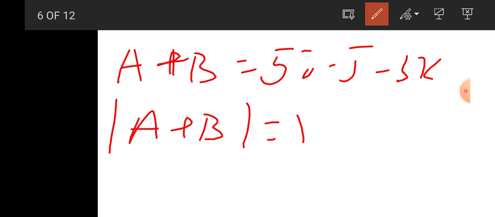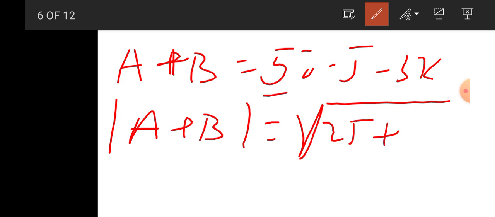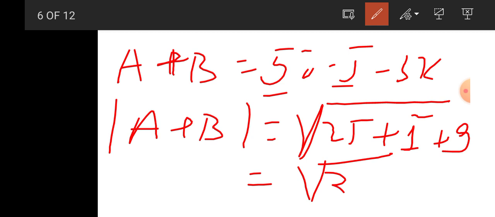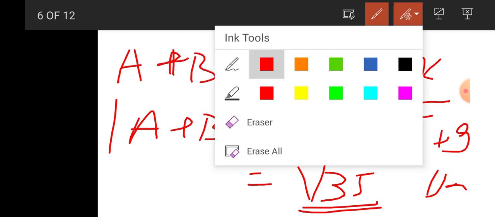So the magnitude of vector A plus vector B is equal to 5 squared, that is 25, plus the coefficient of j, which is minus 1, squared, that is 1, and minus 3 squared, that is 9. Therefore this is the square root of 35 units. This is the magnitude of A plus B.